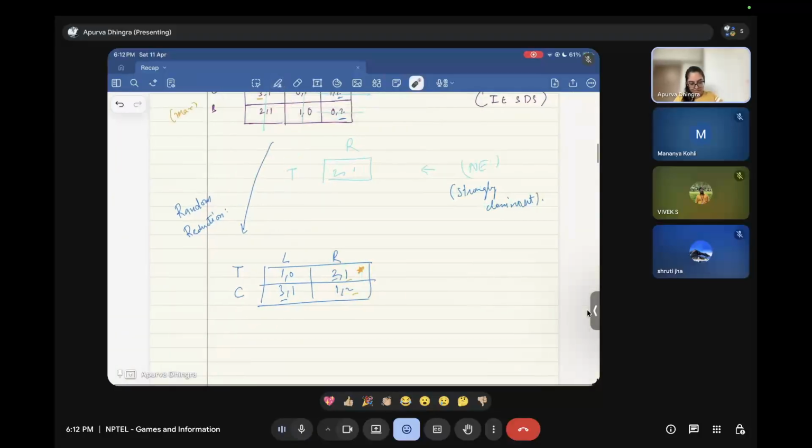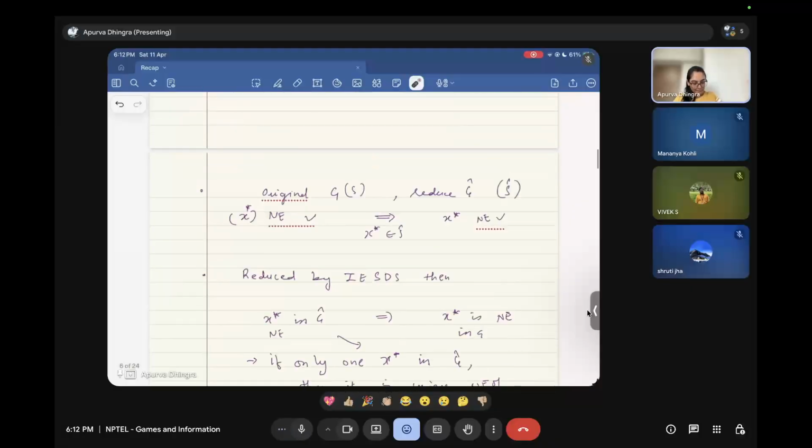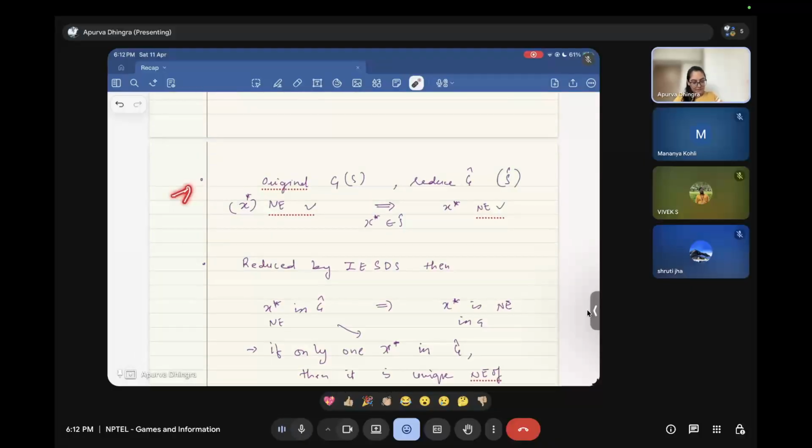And notice here the reduction is without any logic. We just reduced it randomly. But as long as that strategy profile still exists in this new version, it would still be an equilibria. So that's what this first result says.